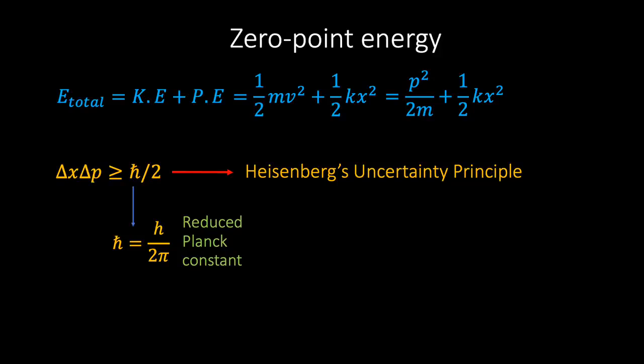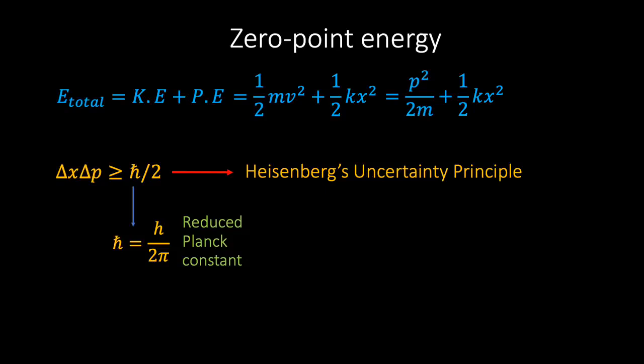According to Heisenberg's uncertainty principle, there is a limit to how accurately we can simultaneously know the position and momentum of a system, and this inherent uncertainty is encoded in the famous relation delta x times delta p is greater than or equal to h bar divided by 2, where h bar is the reduced Planck's constant. In the case of our oscillating mass spring system, if delta x represents the uncertainty in the location of the spring, then delta p represents the uncertainty in the momentum of the spring.